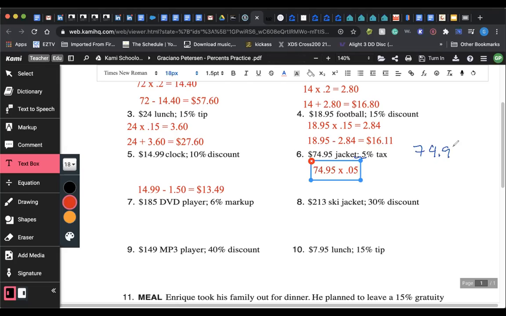So I take my $74.95 and multiply it by 0.05. All right, so 5 times 5, 25. Carry my 2, 47. 24, 37. And I have 4 decimal places: 1, 2, 3, 4. And so because the 4 is followed by a 7, I need to round it up to a 5. So I have $3.75 that I'm going to be adding as my tax.